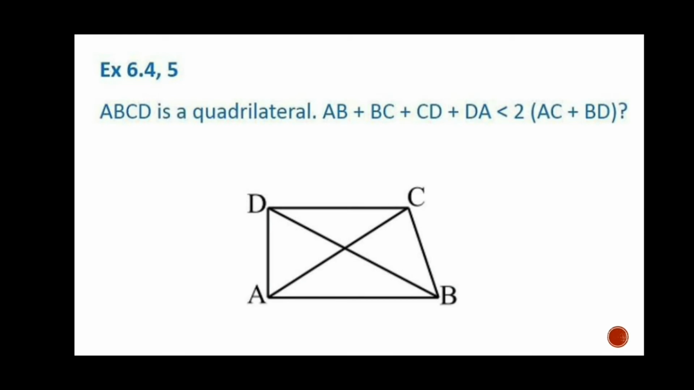Now, in question number 5 of this exercise, ABCD is a quadrilateral, the same figure is given, and we have to prove AB plus BC plus CD plus DA, again the sides of the quadrilateral, is less than twice of AC plus BD. Now, it is telling that it will be less than twice of AC plus BD, and AC and BD are diagonals. So let's prove it.